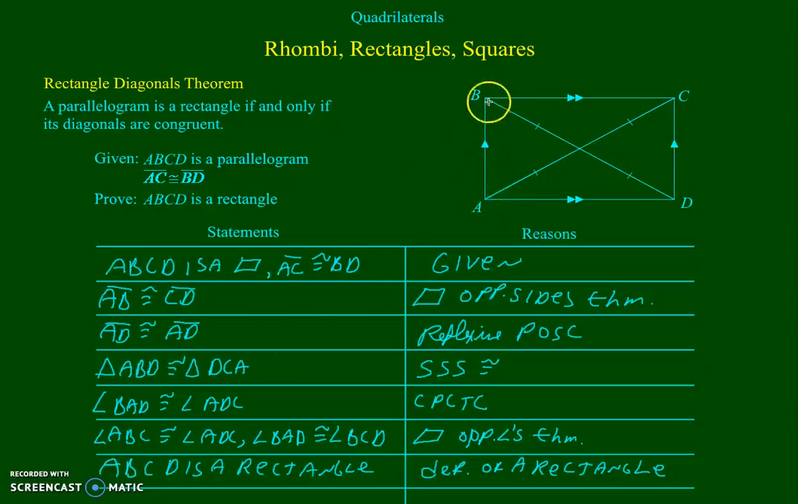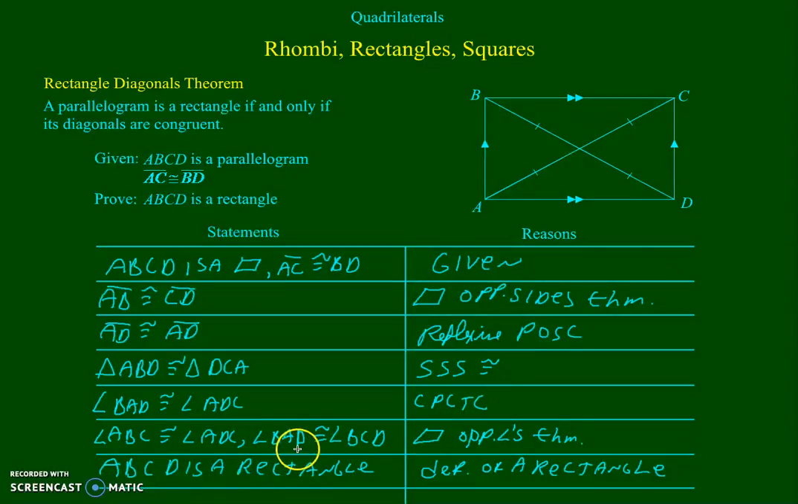So triangle ABD is congruent to triangle DCA by side-side-side congruence. Now that these two triangles are congruent, I want to say that this angle, BAD, is congruent to angle ADC. So these two lower corner angles are congruent. And they're congruent by CPCTC: corresponding parts of congruent triangles are congruent.